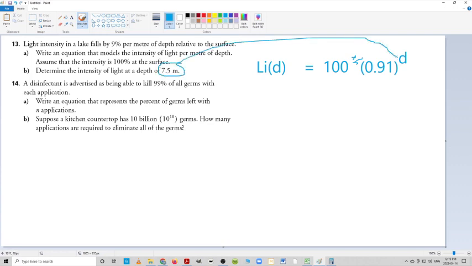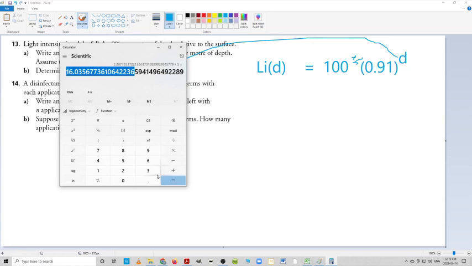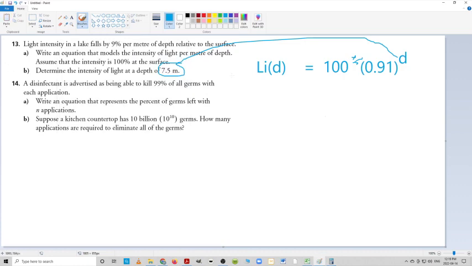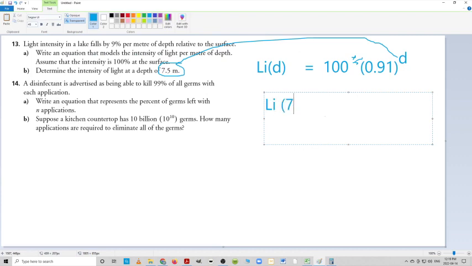Determine the light intensity at 7.5. So we put 7.5 in for the depth. So it's 0.91 to the exponent of 7.5. And that's how much it shrank. And we multiply by 100. So that means our light intensity at 7.5 meters is equal to 9.3%. So we've lost half our light at 7.5 meters.